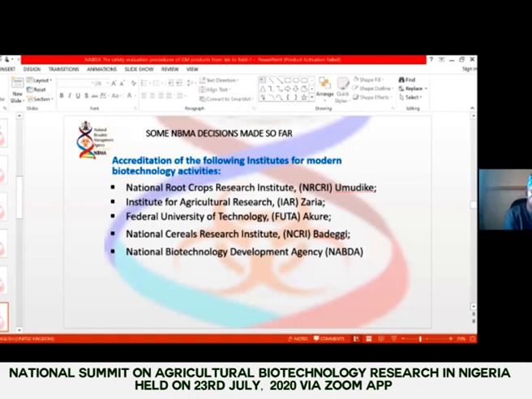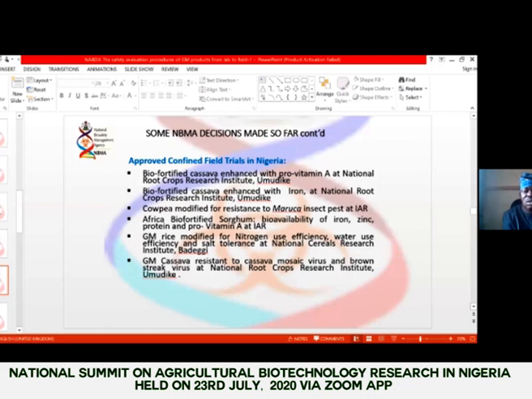We have taken some decisions so far, and these decisions are within accreditation, approval, confined field trials, and also commercialization. For accreditation, we have accredited the National Root Crop Research Institute, Umudike, Institute for Agricultural Research, Zaria, Federal University of Technology, Akure, National Cereal Research Institute, Badeggi, and the National Biotechnology Development Agency. We found these institutions competent to do genetic engineering, and they also have the ability to contain the materials derived from genetic engineering processes.